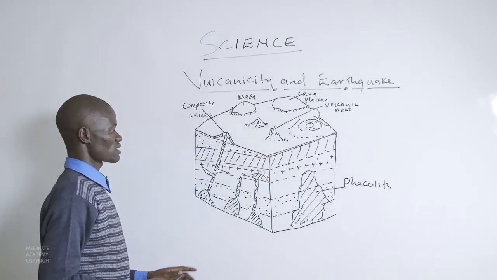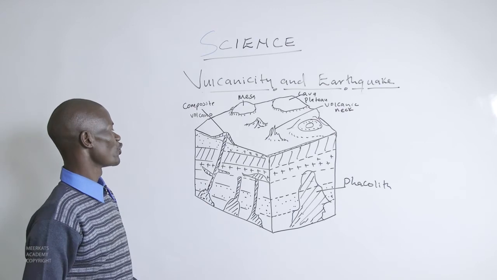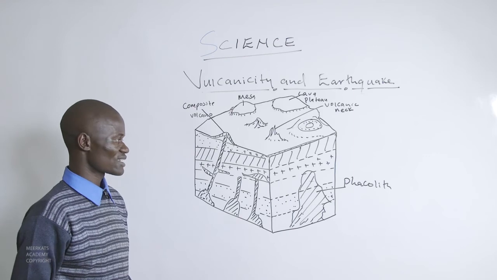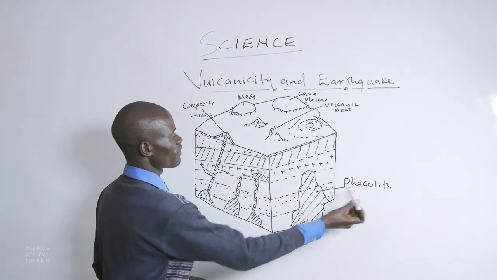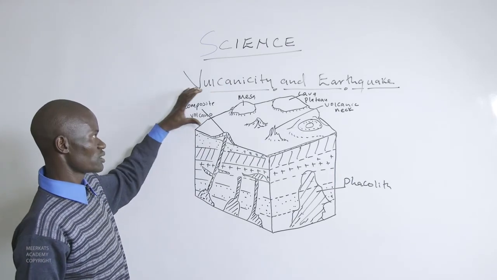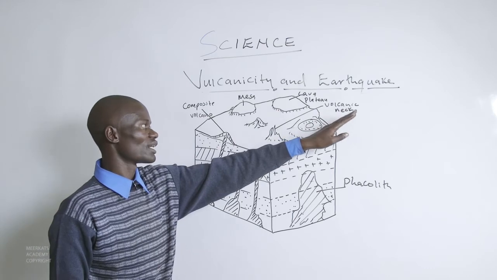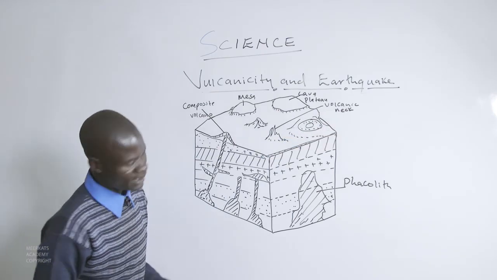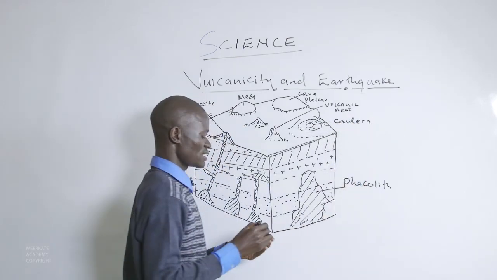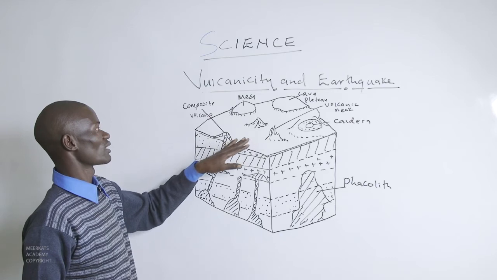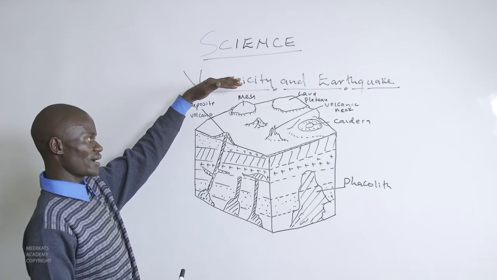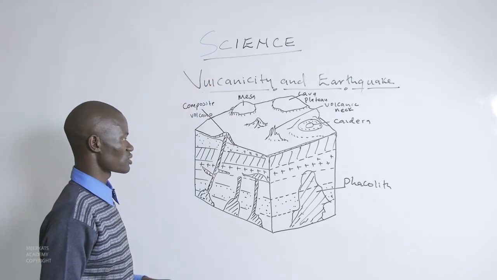Therefore, the features can be summarized in this diagram. When you look at it, it's a dissection of a section of the earth crust showing both intrusive features and extrusive features. Extrusive features look like the lava plateau, volcanic neck, and this is a caldera or a crater. This is a volcanic neck, this is a volcanic hill, and then this is a composite volcano. They are on the surface, so we call them extrusive features.